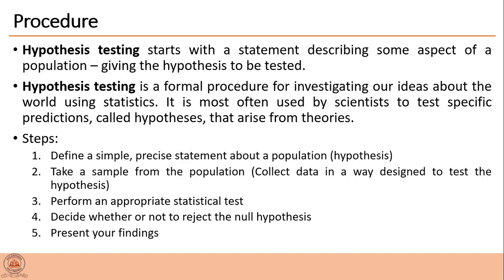So hypothesis testing starts with a statement describing some aspect of a population, given a hypothesis to be tested. So what are the steps that we can take in testing a hypothesis? 1. We define a simple, precise statement about a population, and that is what we call the hypothesis. So we have the null hypothesis, and we have the alternative hypothesis.